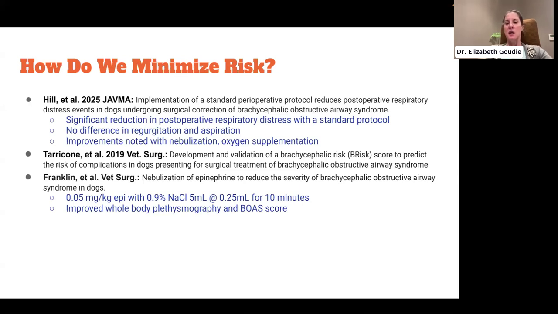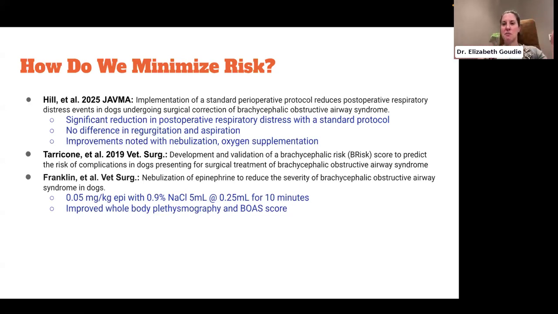And it was coming out of Tufts, and they implemented a standard perioperative protocol for all of their brachycephalics. They were using pretty standard sedation, including oral sedation for these guys. They were using prokinetic agents. They were providing nasal oxygen and nebulization. Instead of it being an anesthesiologist's or a resident's choice of what they wanted to do, they just standardized what they do.